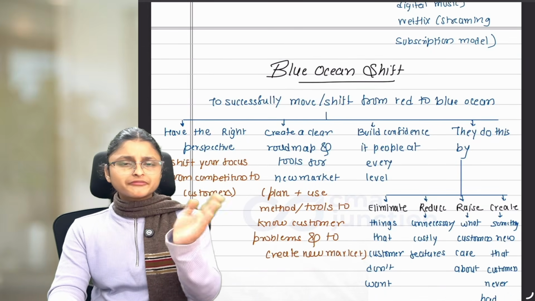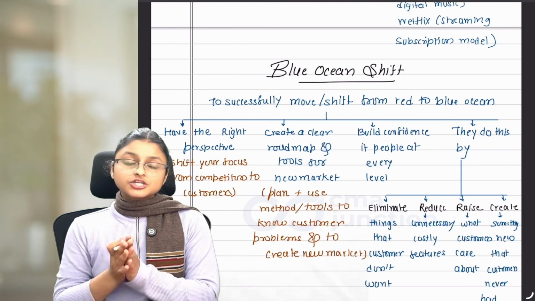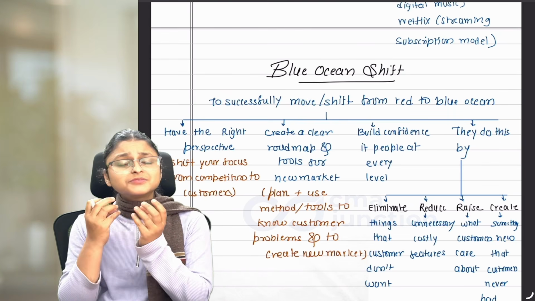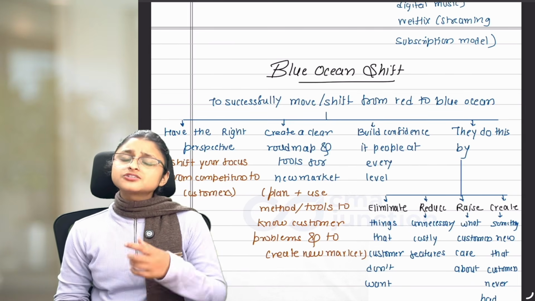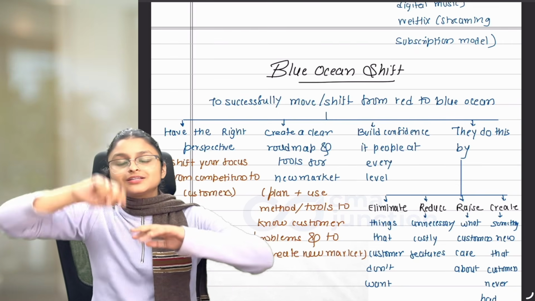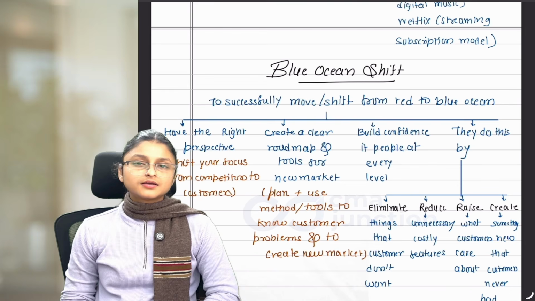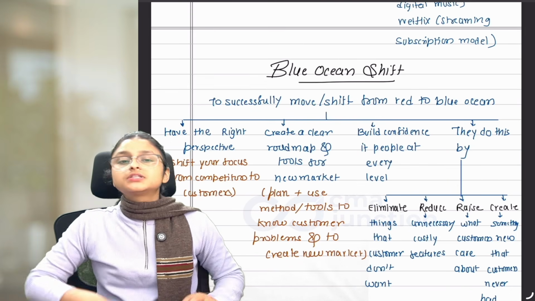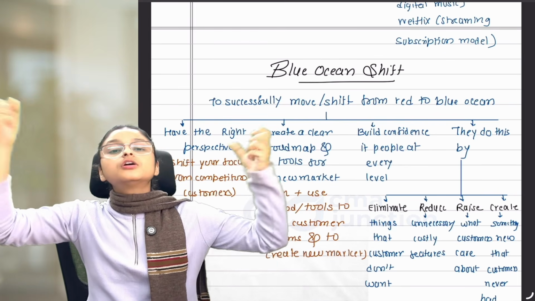If you want to shift from red ocean to blue ocean, what do you need to do? First, have the right perspective. Shift your focus from the competitors to the customer. This is something very important which every organization should do. If you notice in our strategy also, we were focusing on working better than the competitors. But you need to think about it. If we only try to do something better than the competitors, then we will not be able to have a huge impact, or will not be able to earn a lot.